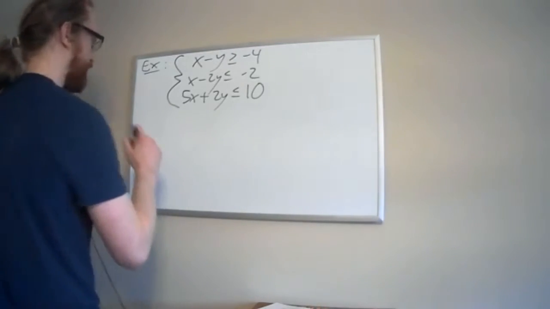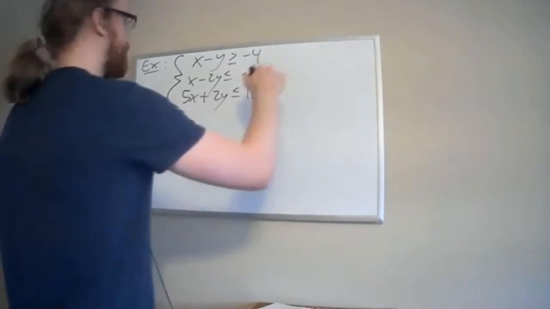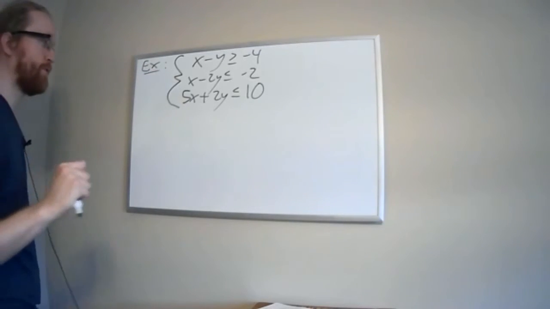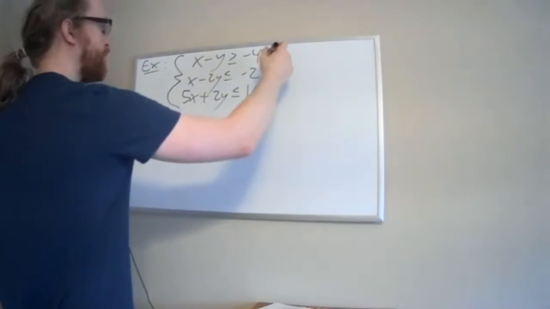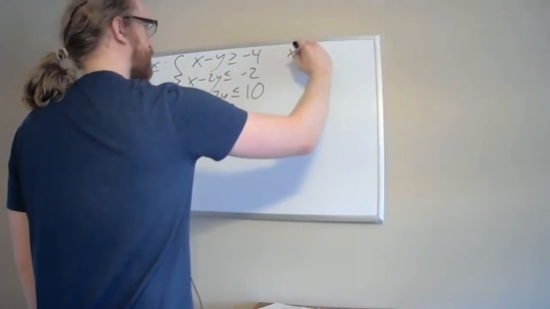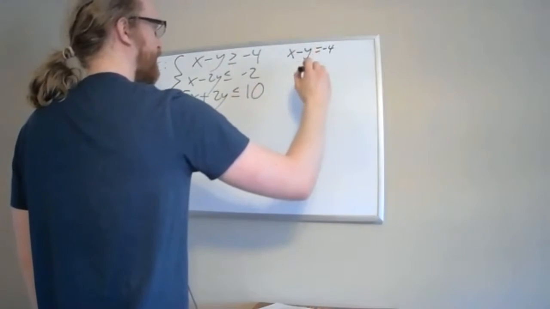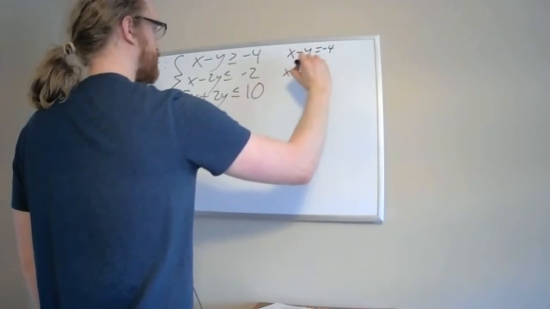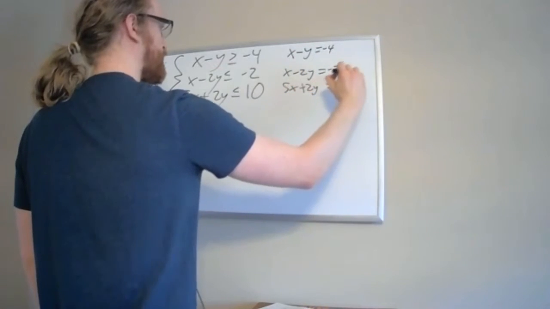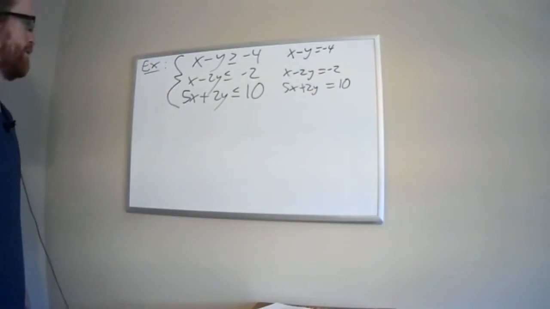So maybe I'll do my graph. Well, let me do this first. Let's write down the equations that we're going to have to graph the inequalities. We'll need them later also. So turn these into equations. I get x minus y equals -4. x minus 2y equals -2. 5x plus 2y equals 10. So I'll just convert those.